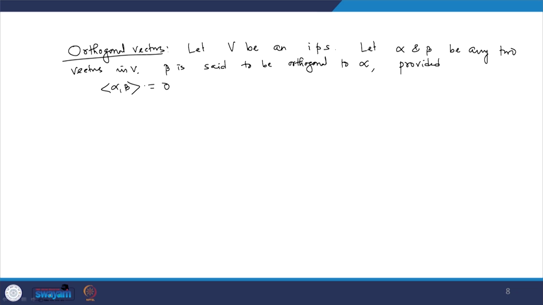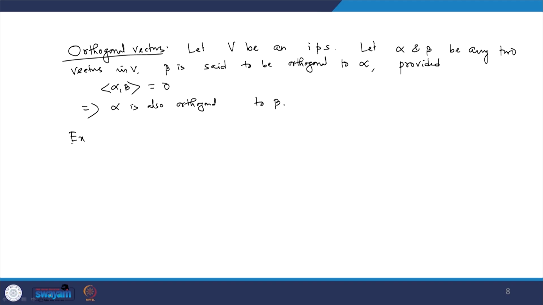So, beta will be orthogonal to alpha provided inner product of alpha beta equal to 0. If inner product of alpha beta equal to 0, then inner product of beta alpha is also 0. So, this implies alpha is also orthogonal to beta.